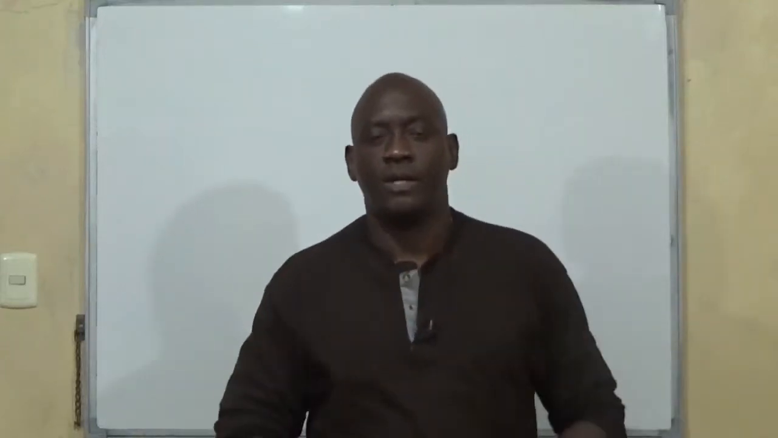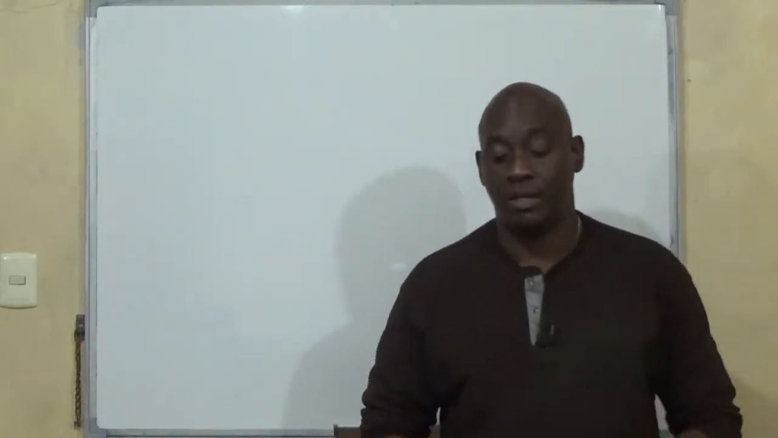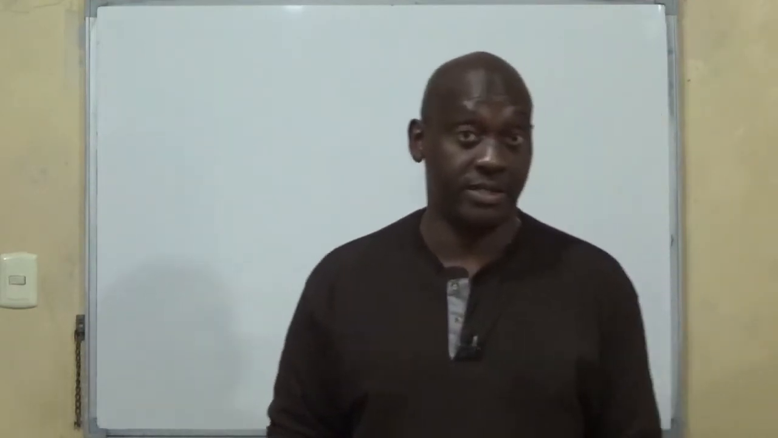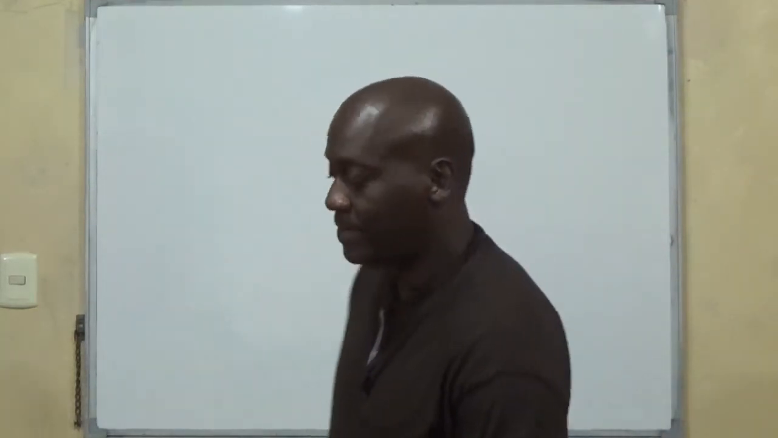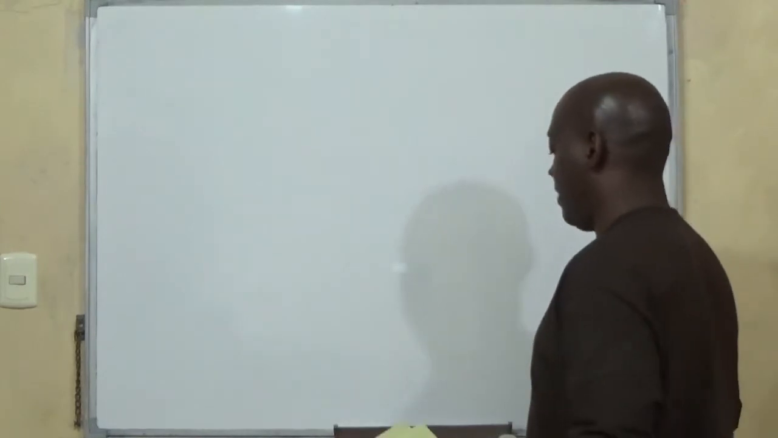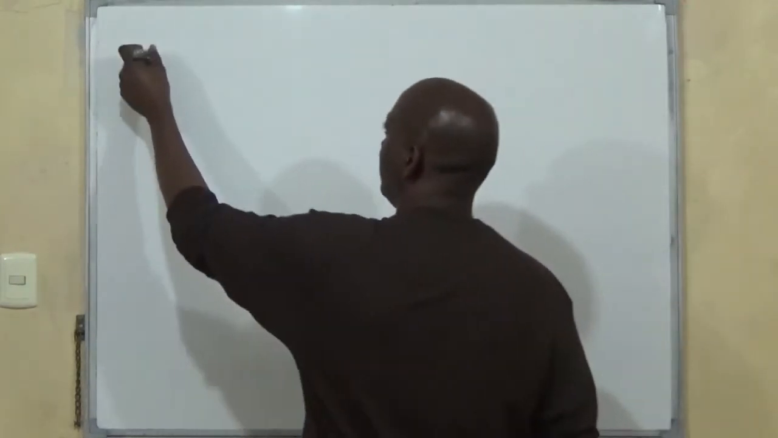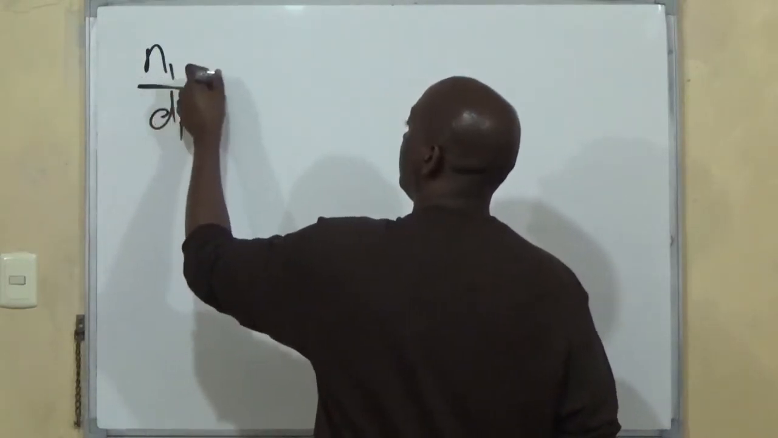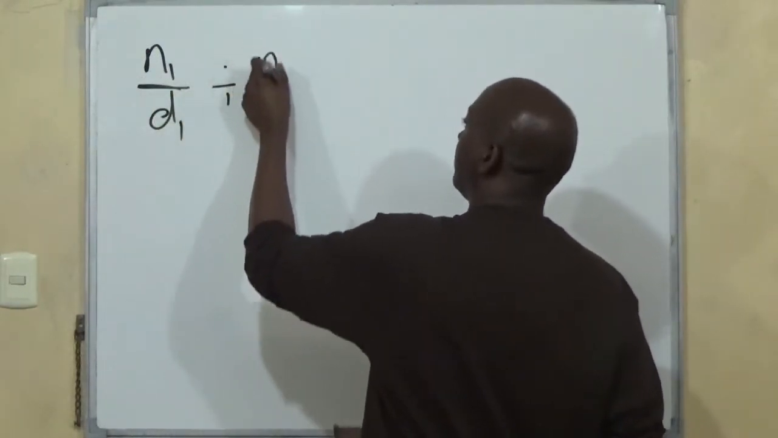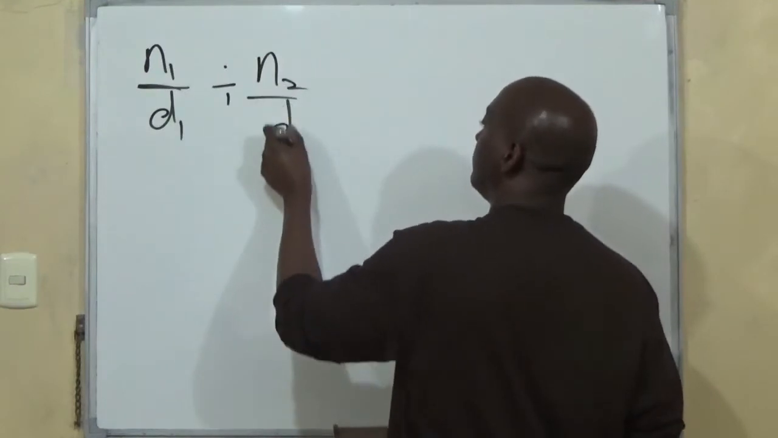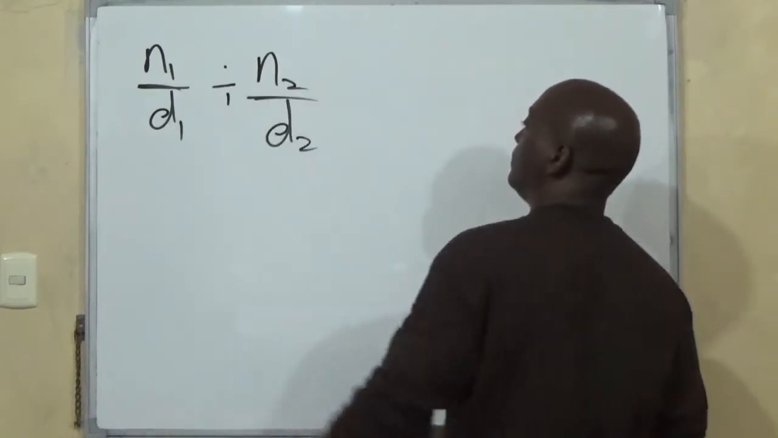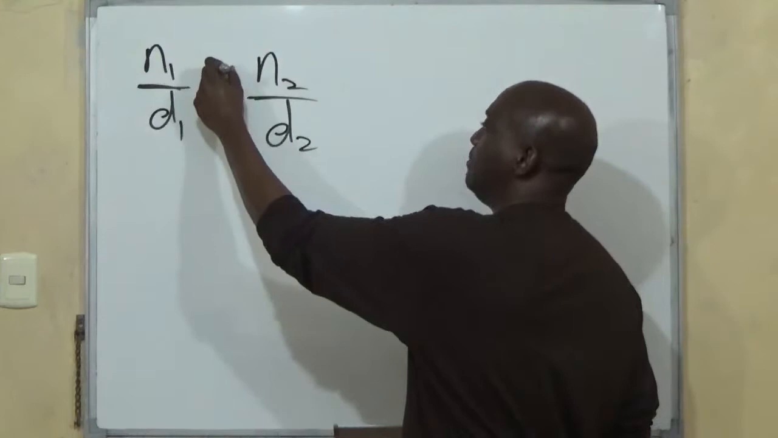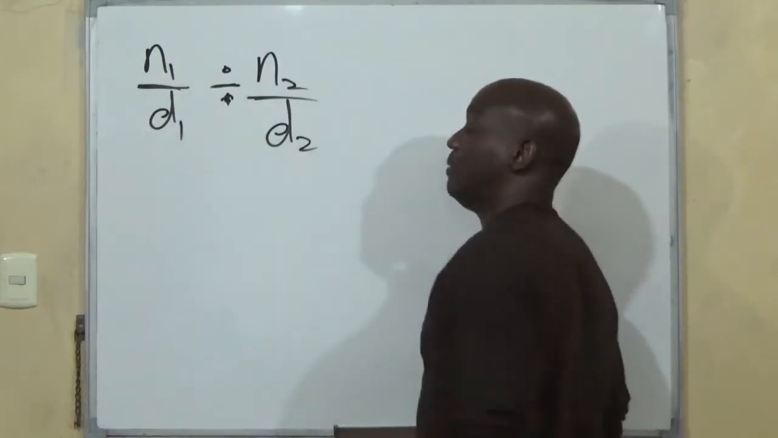Right, so we're continuing our series where we're discussing the multiplication and the division of fractions. So again, we start to write. Suppose we have fraction 1, n1 over d1, divided by n2 over d2. Suppose we have that. What do we do?